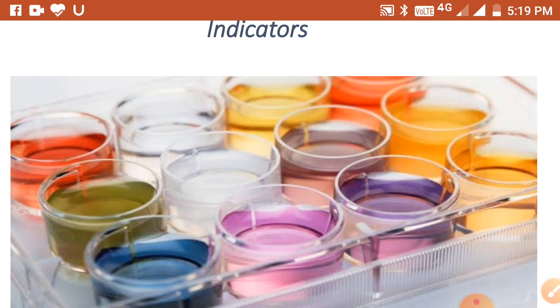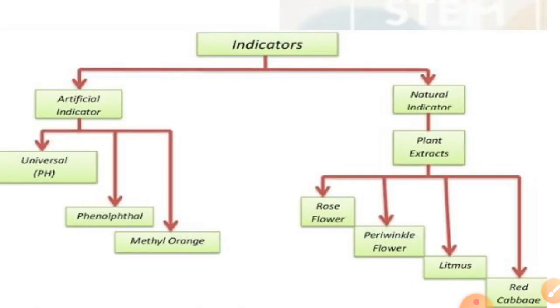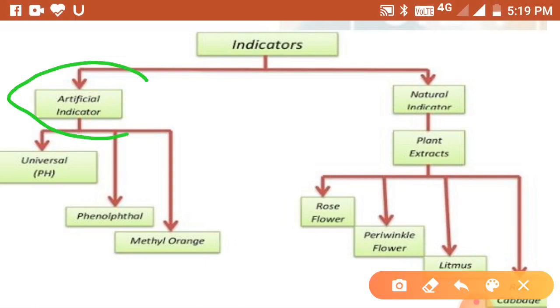Now what are the types of indicator? We have two types of indicator. First is artificial. Artificial indicator is known as the synthetic indicator. A synthetic indicator is a man-made chemical substance used to determine pH. These indicators are prepared in factories with machines, not by human hands. For example, universal indicator, phenolphthalein, methyl orange.